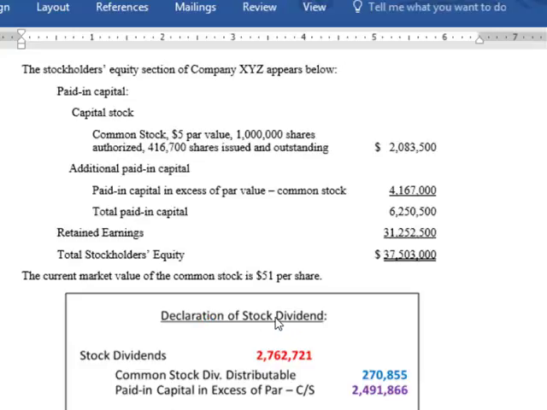Now notice if we weren't declaring a stock dividend, but instead we were selling new shares of stock, we would have this exact same credit. The debit would change to cash, of course, if we were selling new shares of stock. And this first credit would be to common stock for the par value, but this credit here would be exactly the same. So that might help you to remember that we need to credit paid-in capital in excess of par for the difference between the market value and the par value of the common stock.